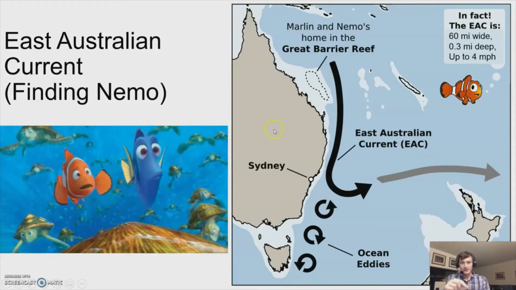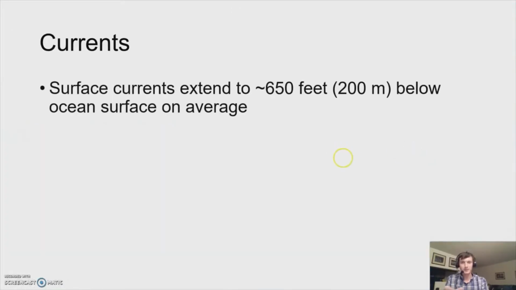Let's talk about one current in particular, maybe everybody's favorite current, the East Australian Current. Right? If you've seen Finding Nemo, you've heard of this. They start out in the Great Barrier Reef at the beginning, and they jump on the East Australian Current with the turtle buddies and ride it all the way down here to Sydney. Right? It's a pretty big current. I'm just making an example of this to try to make it relatable. So this is what we're talking about.